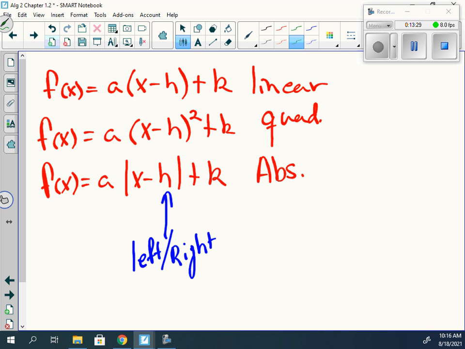Well, if h is left and right, what do we think k is? Up and down. And it is exactly what we think it is. Because if it's plus 3, it's moving it up 3. If it's minus 3, it's moving it down 3. And we'll come back to this here in a minute. We're just going to deal with these two here. There are two others that we'll deal with. There's a third I don't even cover in here.